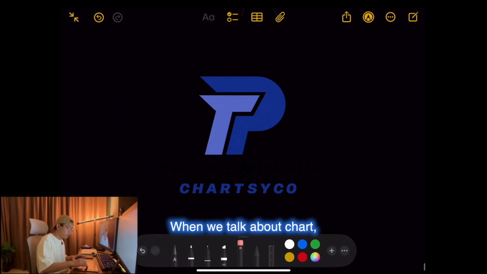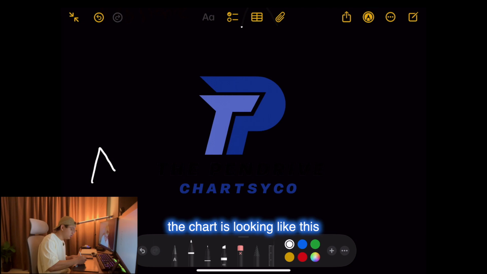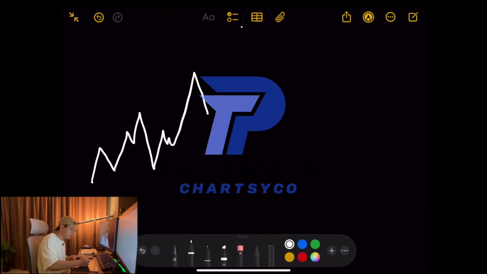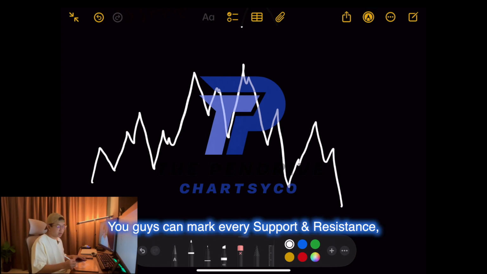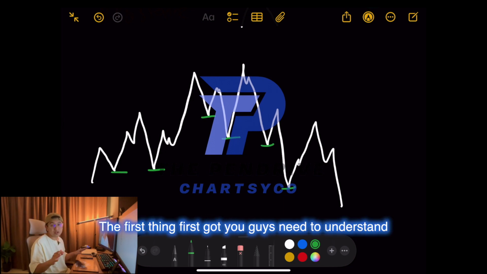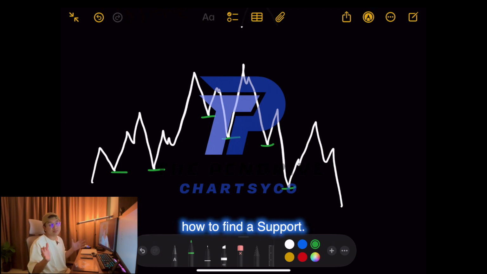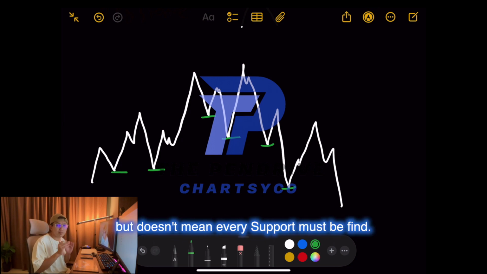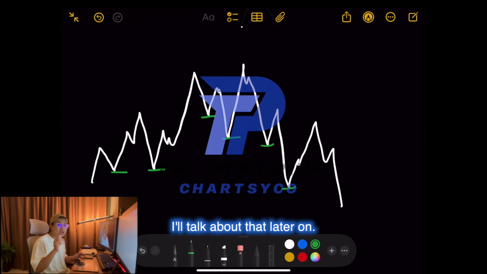As simple as that. So when we talk about charts, okay, the chart is looking like this. You guys can mark every support and resistance. Let's say this is for support and this is for resistance. Okay, so this is the support, this is also a support. The first thing first for you guys to understand is how to find a support, but does not mean every support must be found. I'll talk about that later on. Some support are important, some support are not, but we need to find out.